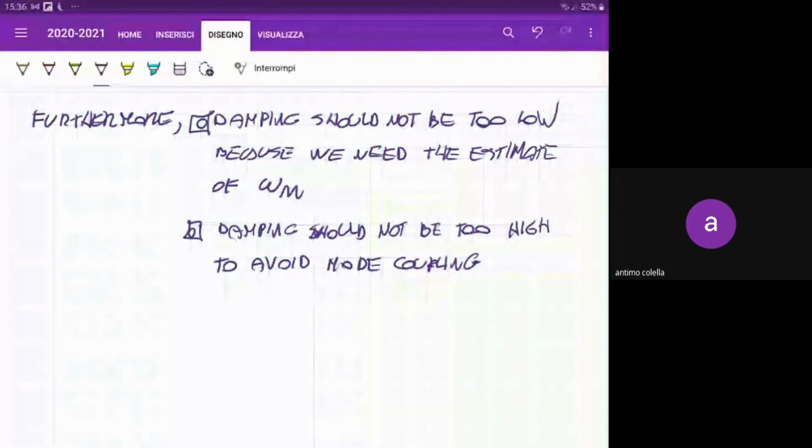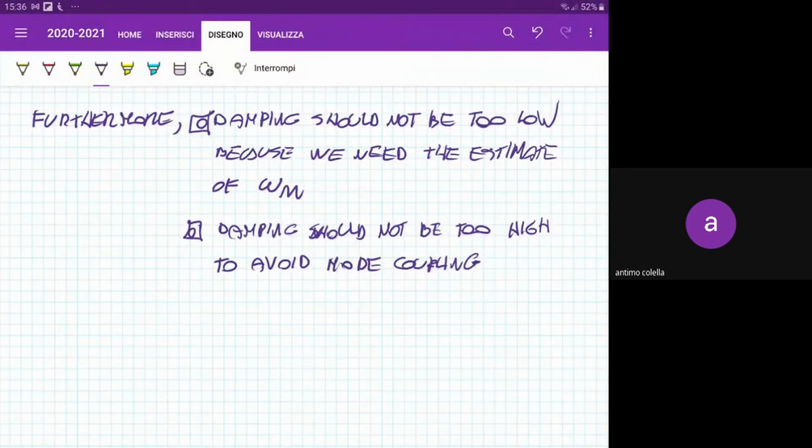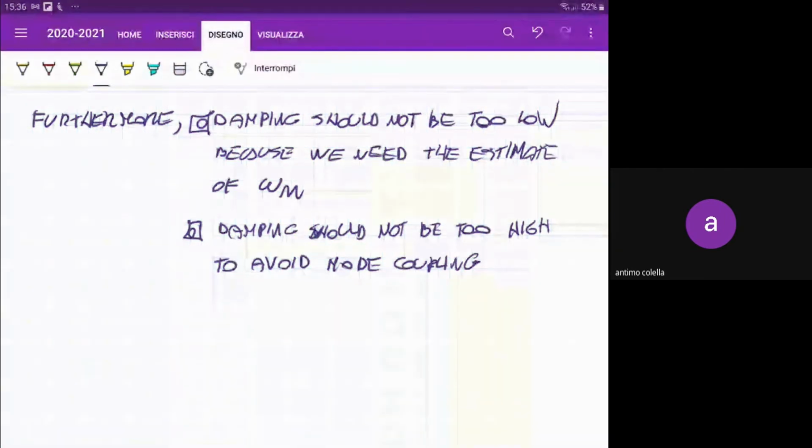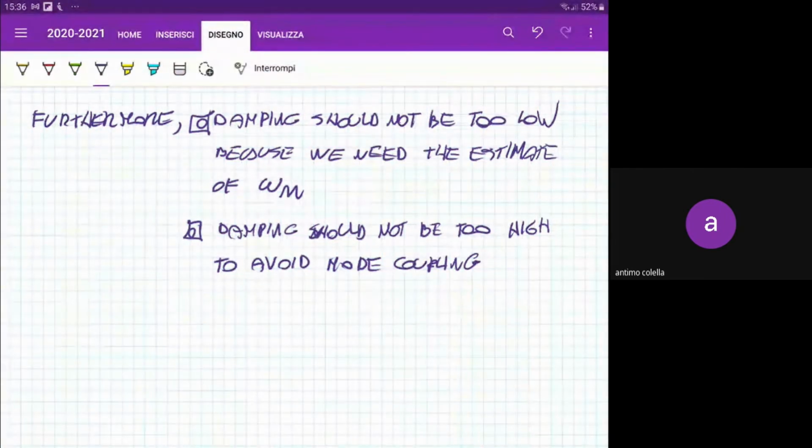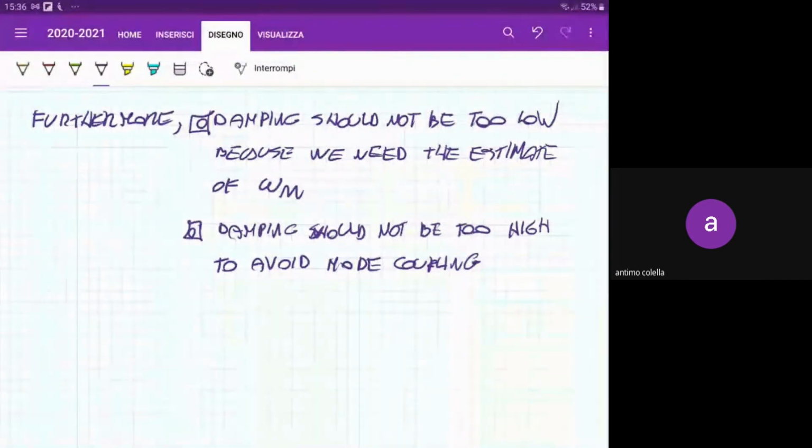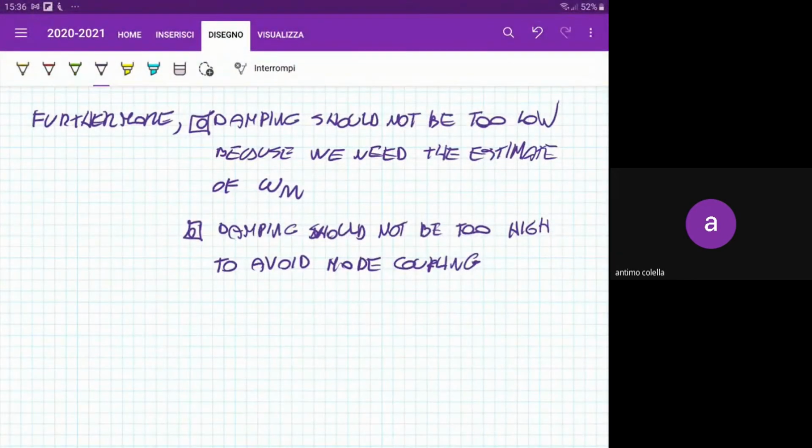Remember, we are not having a continuous function, we are having a discrete function. So when we have a very high variation of your response with the change of the frequency, then we can have some issues in estimating the peak of resonance because the damping is very low.